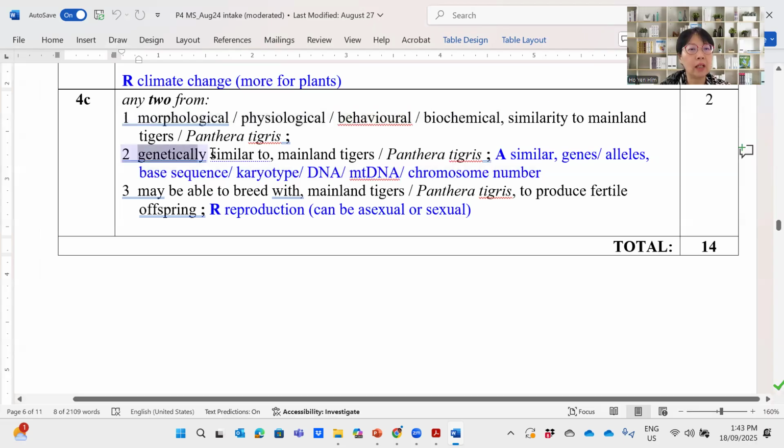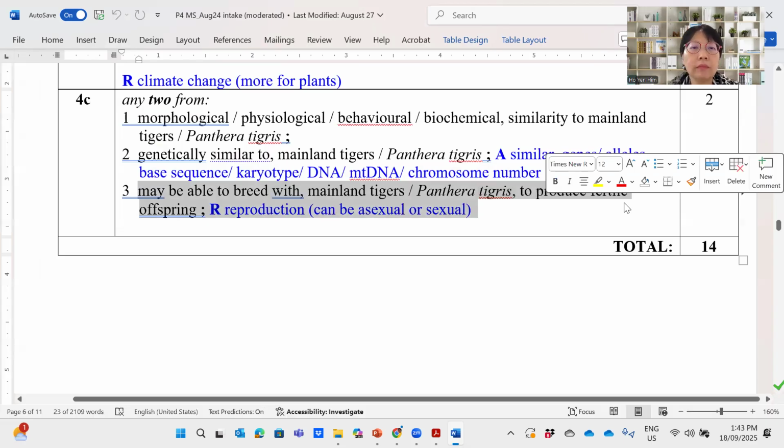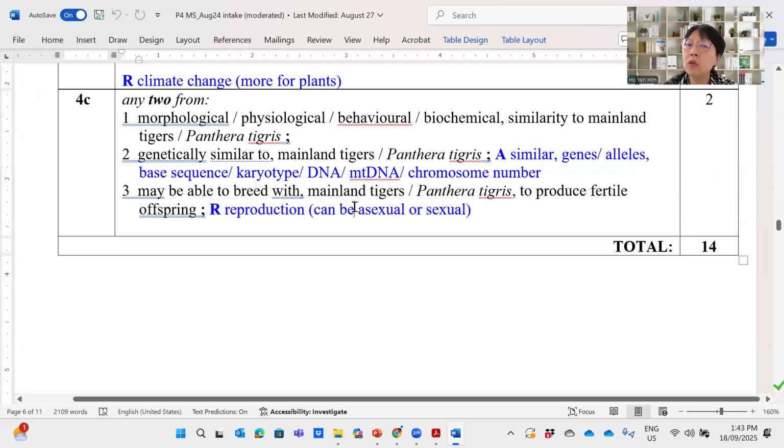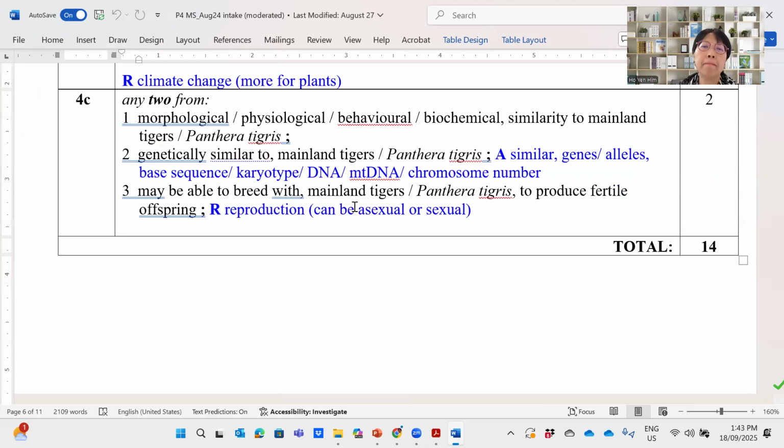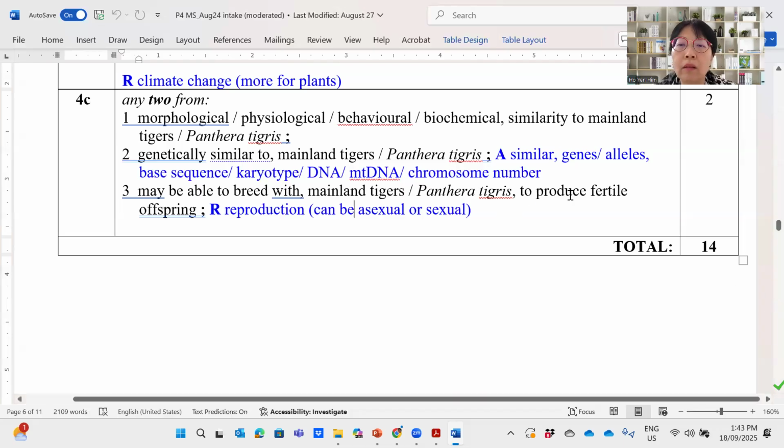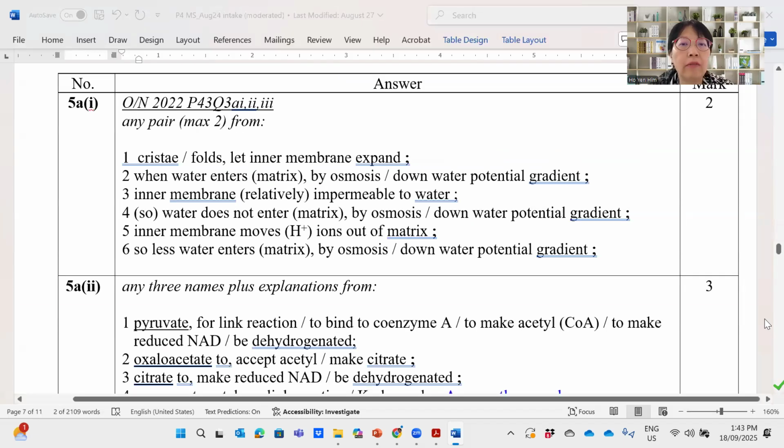The second one is genetic. The third one is that they can interbreed with Panthera tigris to produce vigorous fertile offspring. So you must explain fully. Some students say they can reproduce. I reject that because you must describe how: able to interbreed with Panthera tigris to produce vigorous fertile offspring, not just they can reproduce. The offspring must be fertile and vigorous. Okay, right. So let's go to the next question, 5A.